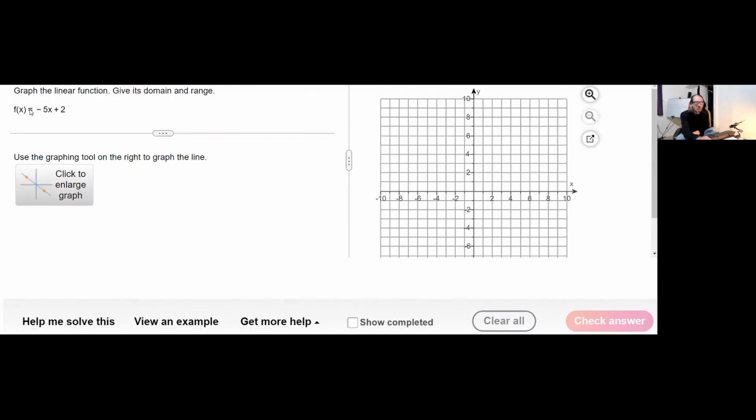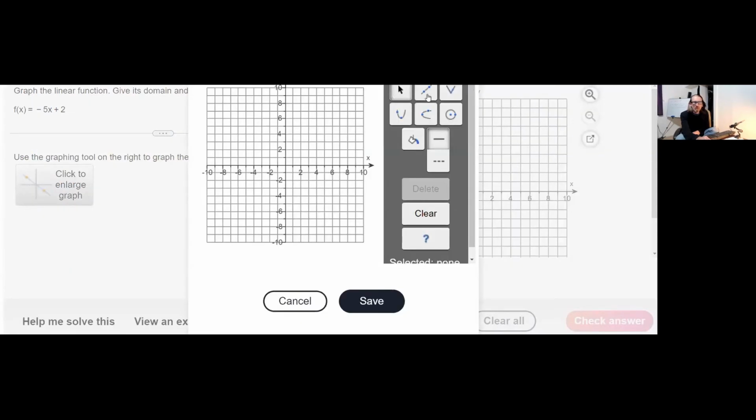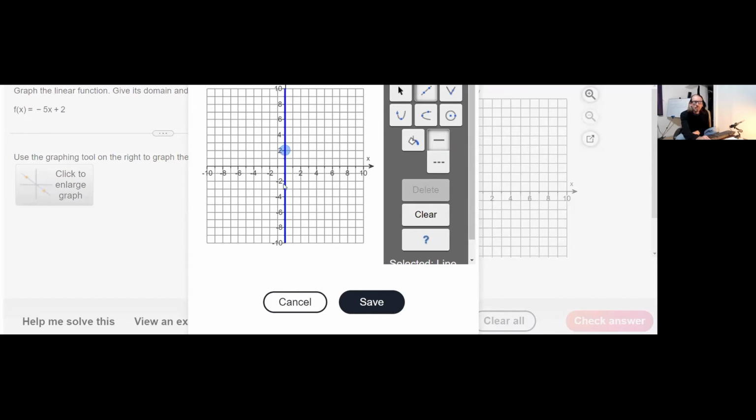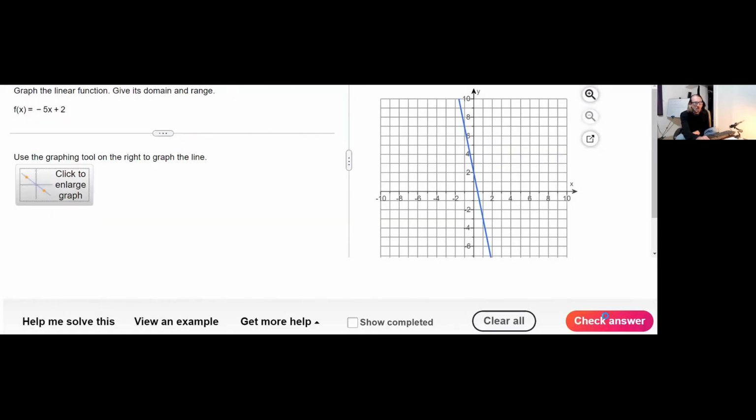To graph f of x equals negative 5x plus 2. That's really saying that y equals negative 5x plus 2. So I would plot the y-intercept at 0, 2, and use slope to go down 5 units, and right 1. I'll be at 1, negative 3. Saving it, and checking the answer.